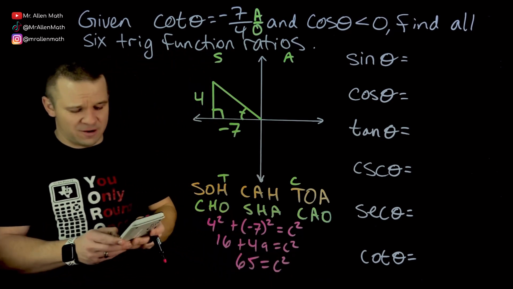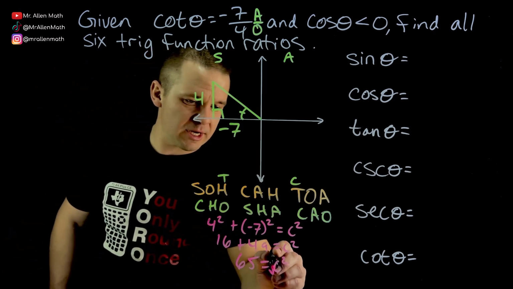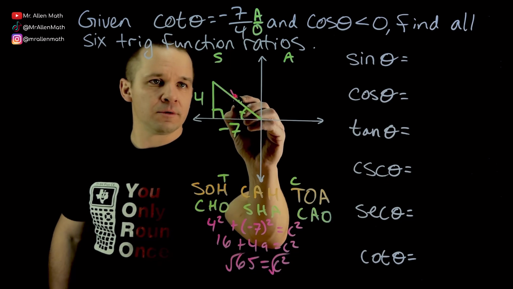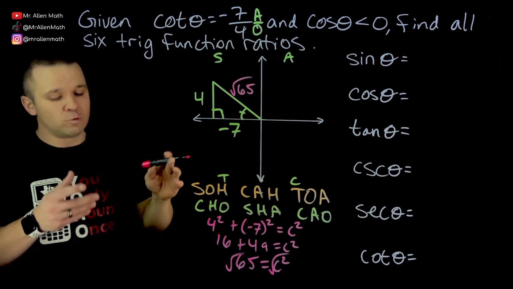65 divided by 5, I don't think that's going to get me anything. It's, what, 13, so no. All right, so we're just going to have the square root of 65 right here for my hypotenuse. I got all my sides now, ready to rock and roll.